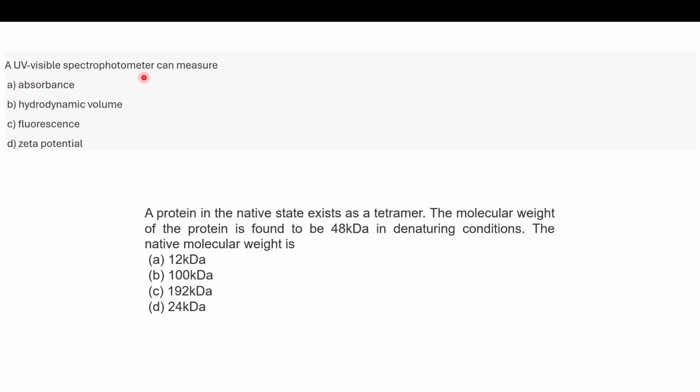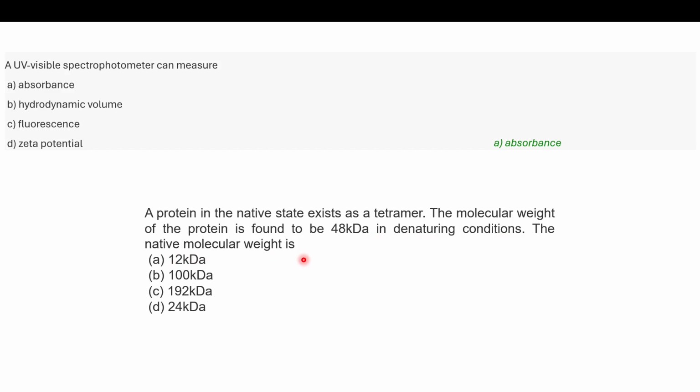So a UV-visible spectrophotometer can, this is a very direct question, can measure what? This is absorbance. A protein in the native state exists as a tetramer. The molecular weight of the protein is found to be 48 kilodalton in denaturing conditions. So the native molecular weight is.